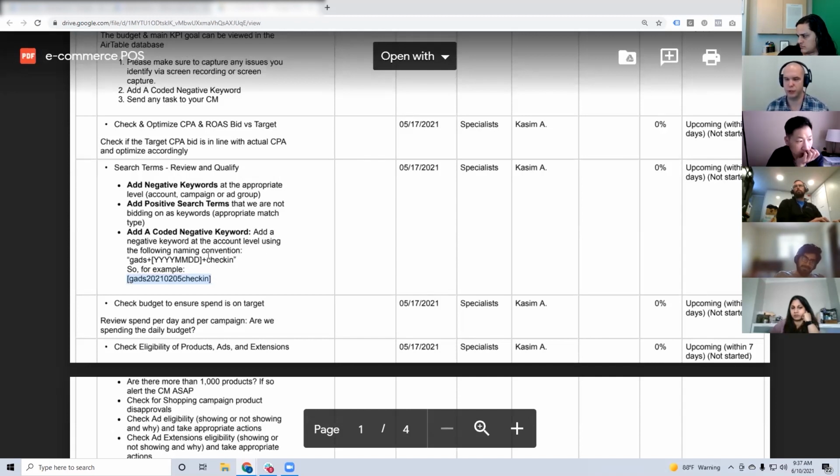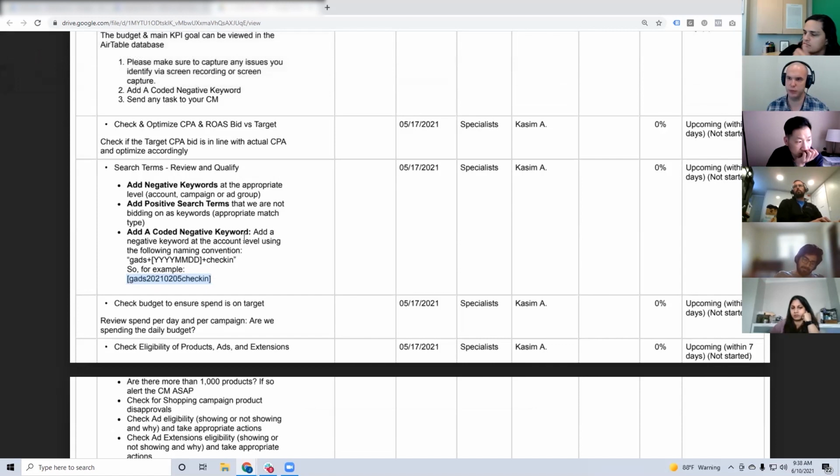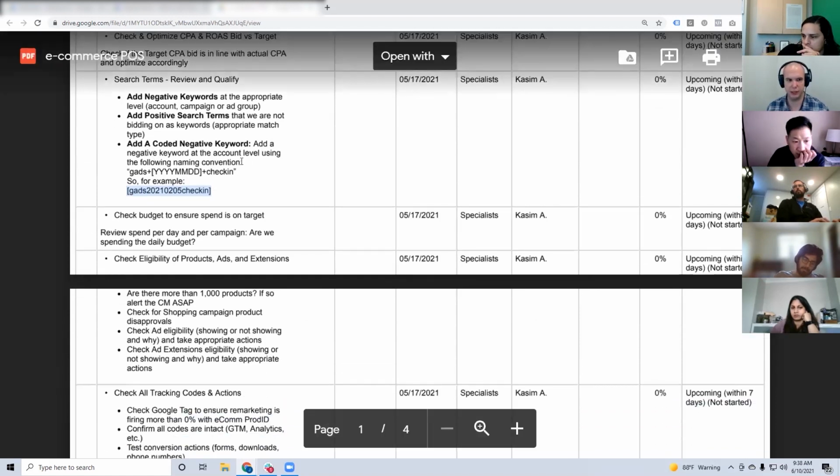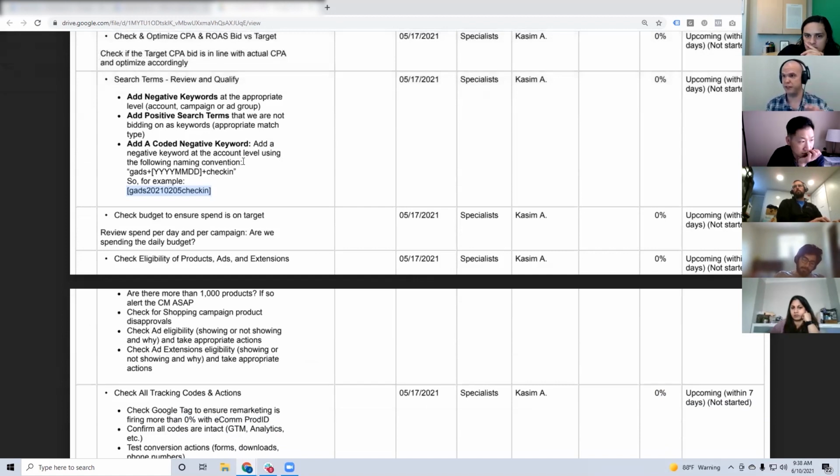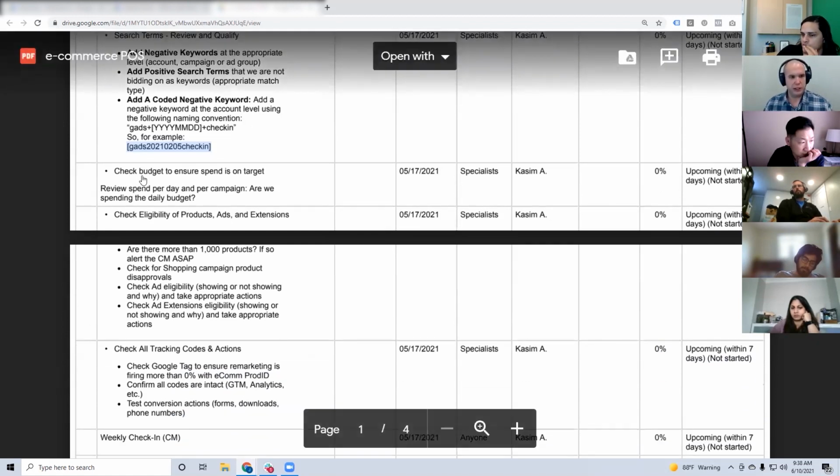It's a way for us to show our clients, yep, we check every 3 days and we didn't need to add any negative keywords. Just because people are so ingrained in saying, yeah, you should be adding 5, 10, 15 negative keywords per week. It's like, no, that can blow up the campaign. Check budget to ensure spend is on target.